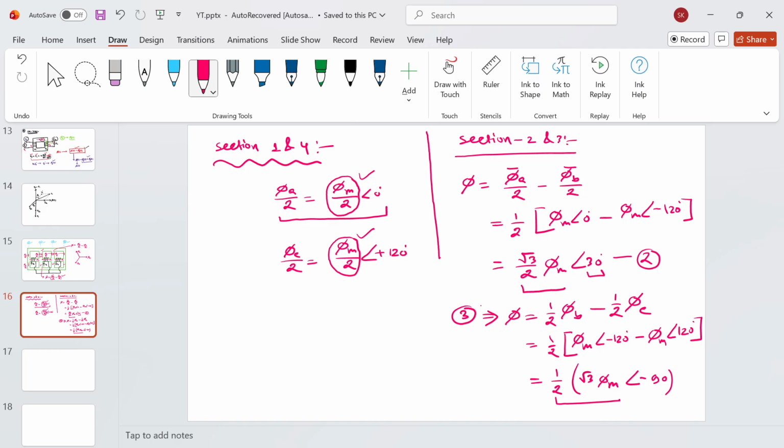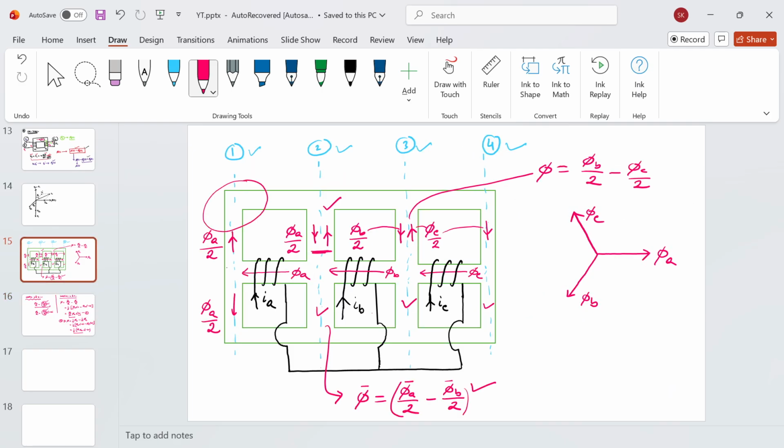You can see there are two scenarios. At section 1 and section 4, we need less core. There is less core requirement because my flux is also less, that is phi m by 2 flowing. Whereas in section 2 and section 3, I have flux flowing that is root 3 by 2 phi m. So obviously we need more core in section 2 and section 3. So it is a kind of non-uniformity that has arrived. We have to come up with some solutions such that we can reduce this additional core requirement. So we will see how to do that.